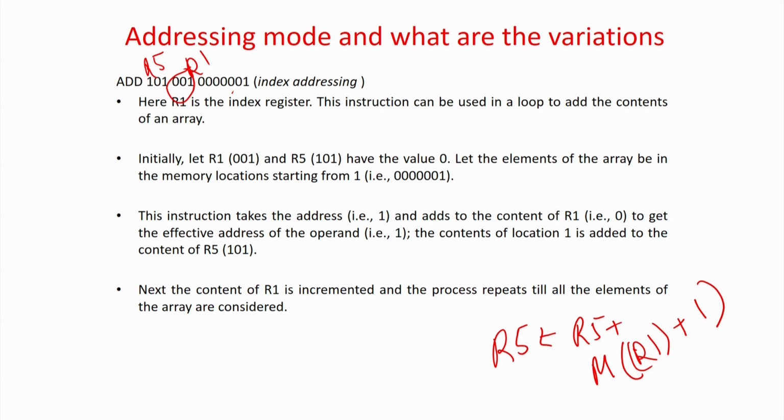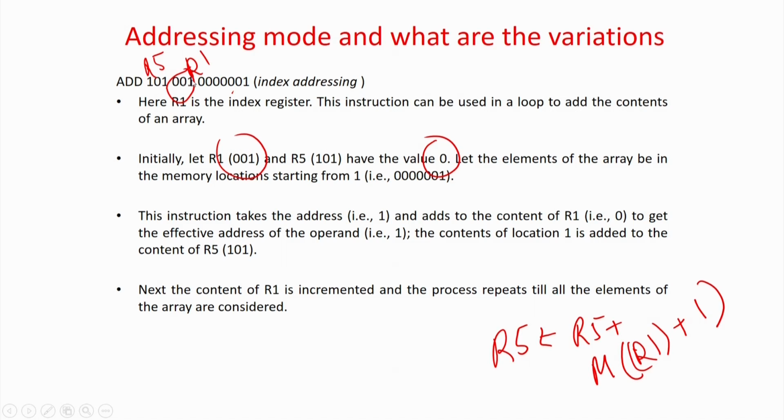Initially they are assuming that R1 has the value of 1 and R5 has the value of 0, that is, R5 is reset. It is something like S equal to S plus I. S is reset and I is going to be incremented. In fact, it is something like S equal to S plus A[I], where A is the array and I is the index. R1 is your I in this case and S is your R5.